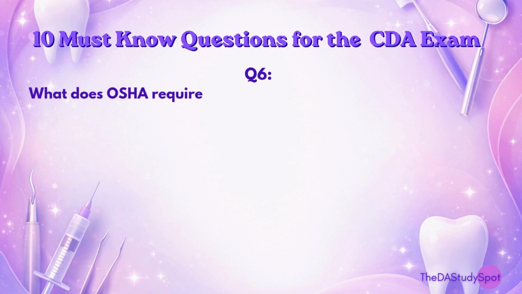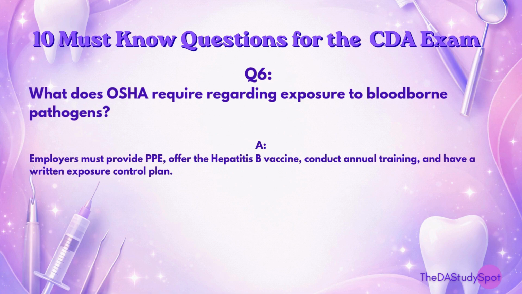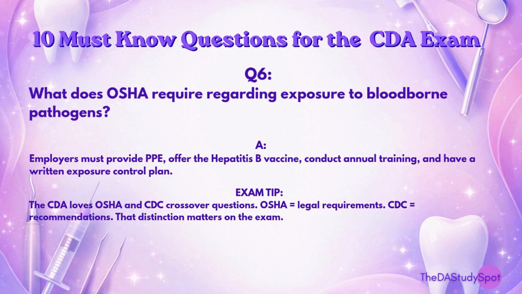Question 6. What does OSHA require regarding exposure to bloodborne pathogens? The answer, employers must provide PPE, offer the hepatitis B vaccine, conduct annual training, and have a written exposure control plan. Exam tip. The CDA loves OSHA and CDC crossover questions.